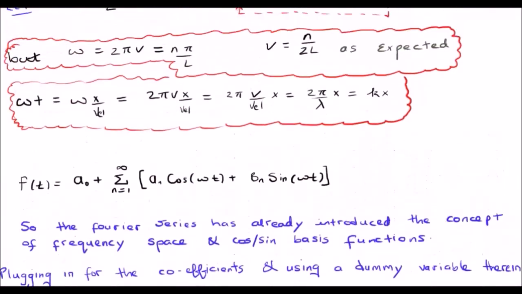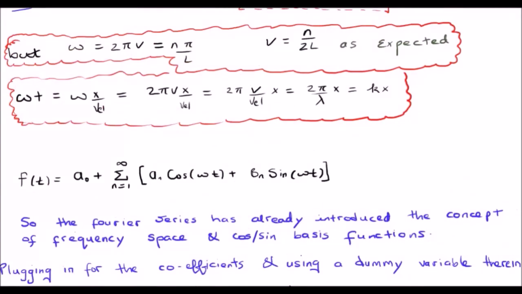So how do we start deriving the Fourier transform? Well, let's start with the Fourier series in the time domain, and we're going to use omega instead of k. So omega is twice pi times the linear frequency k. So what do we do now? Well, the Fourier series has already introduced, as I've said, the concepts of frequency space and cosine and sine basis functions. What we now must do is plug in for the a_n, the b_n, and a_0.